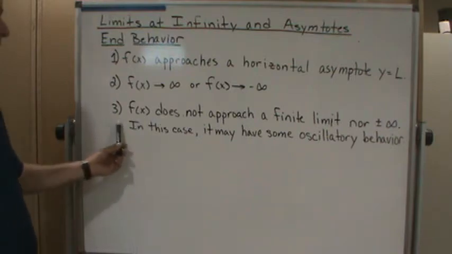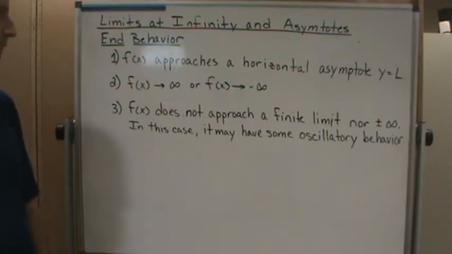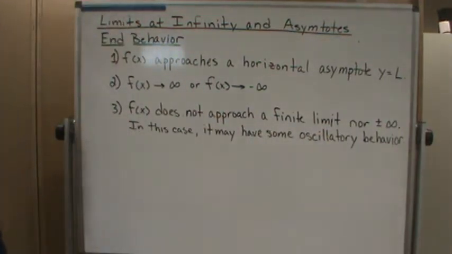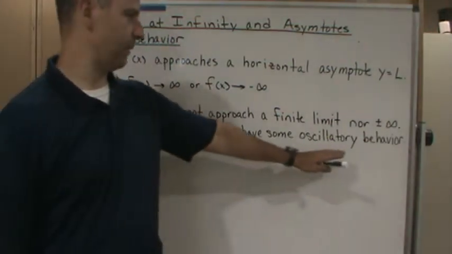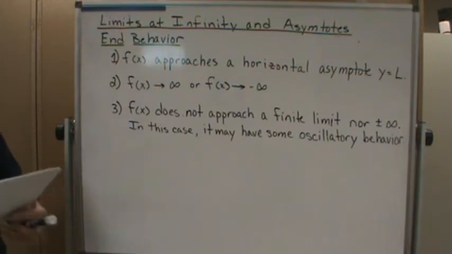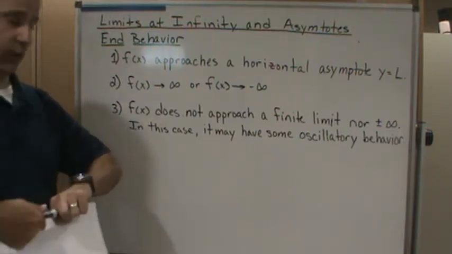And then the third option is that it does neither one or two. So it neither approaches a finite value nor does it approach plus or minus infinity. In this case, it might have some oscillatory behavior. Okay. Now, what we're going to talk about next is polynomial functions.